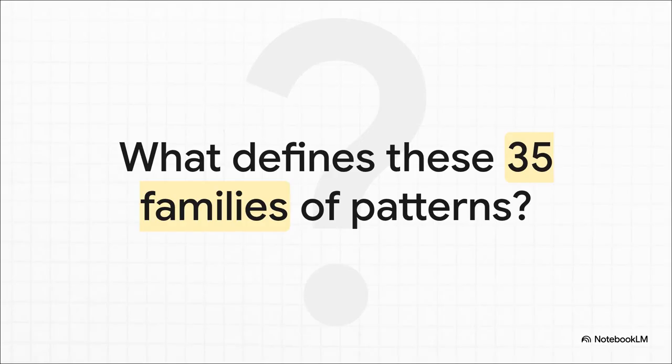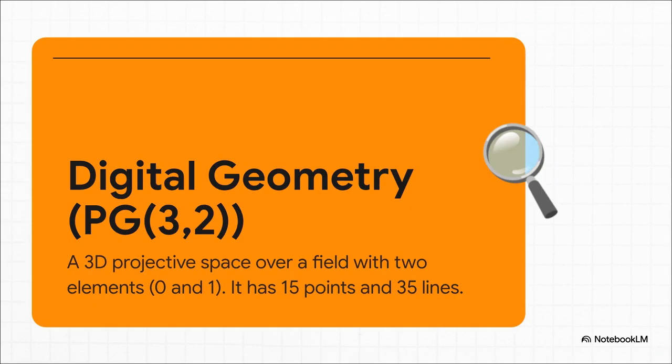So what's the deal with these 35 families? What's the organizing principle here? Well, the answer is going to take us out of the world of tiles and into a really strange, really cool area of abstract math. The secret is this thing called PG(3,2).